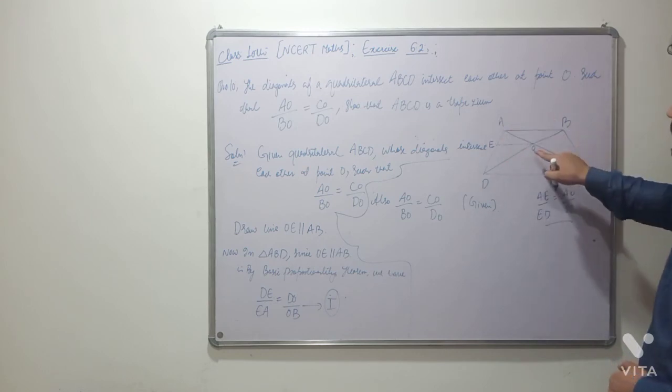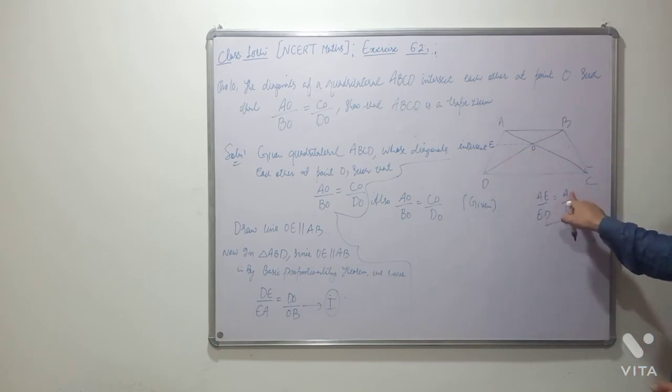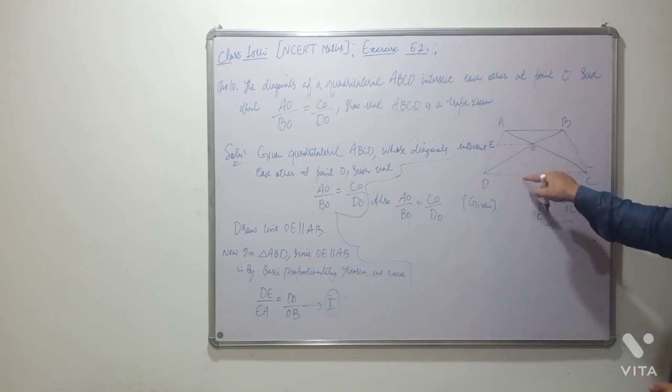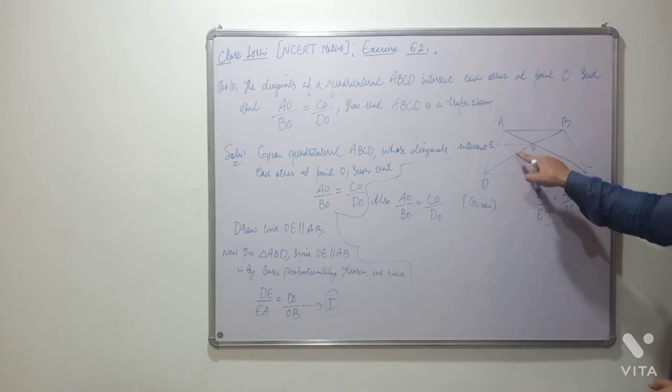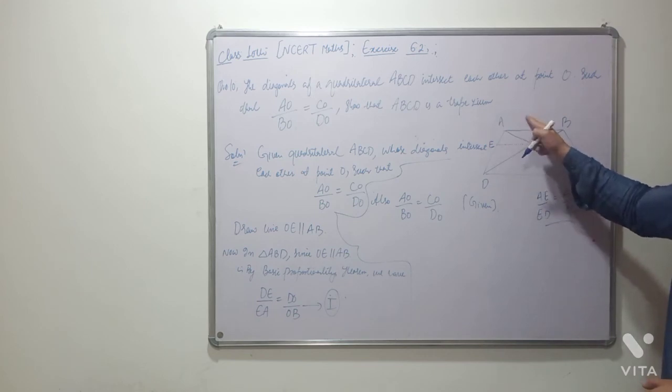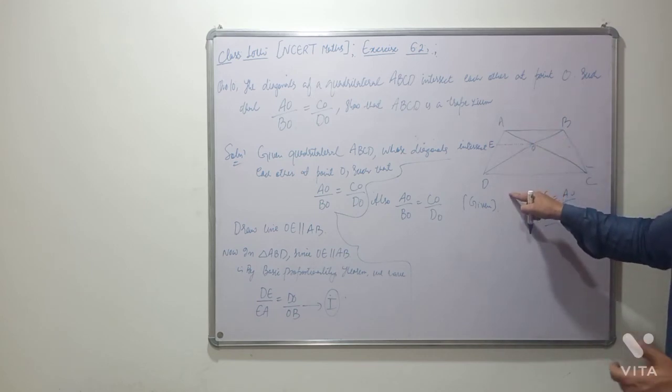Once that is true, we may say that this OE is parallel to DC. Once OE is parallel to DC, but this OE is already parallel to what? AB. This means AB is parallel to DC. Okay, और यही हमें प्रूव करना था.